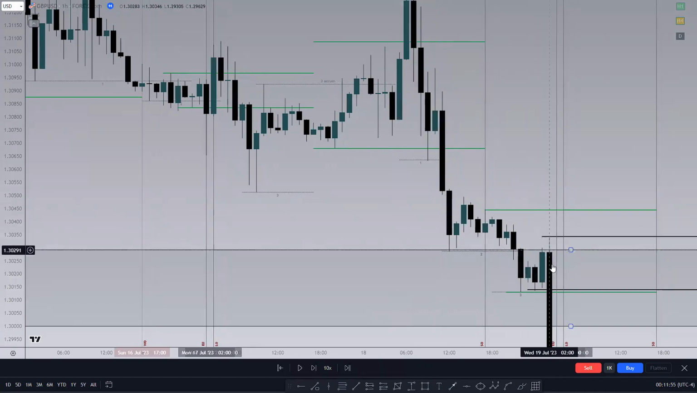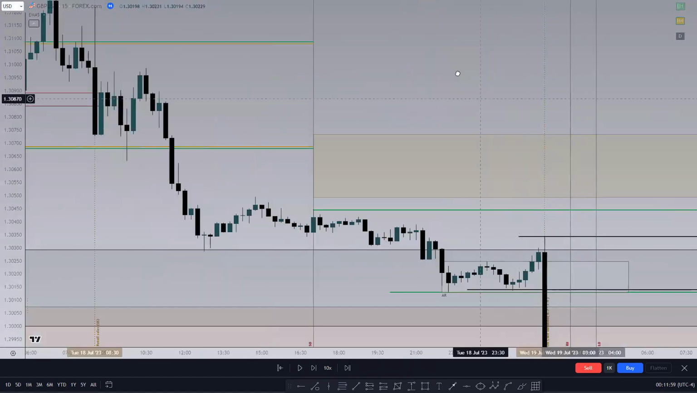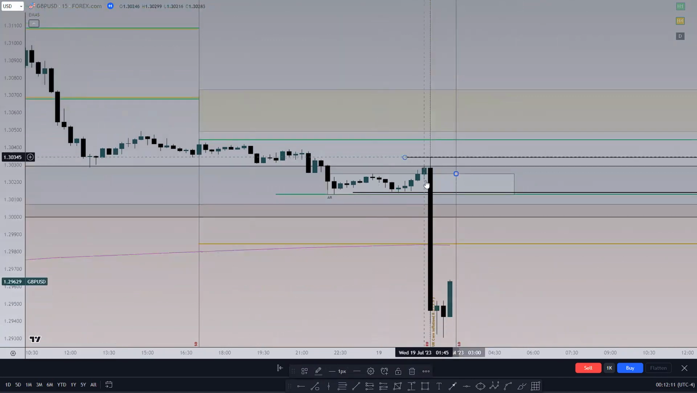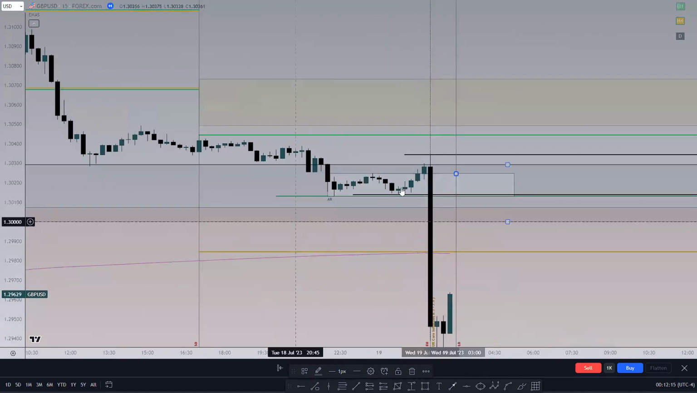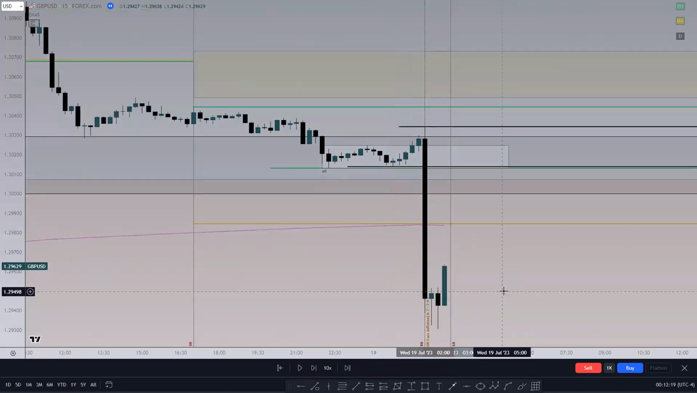Just before the European Open, there was a news event: on the European session, we can see that there was a UK core inflation data release. When this news event got released, it drove price to the downside, completing that 4-hour bearish cycle and also pushing the 1-hour time frame into an extended run to the downside.